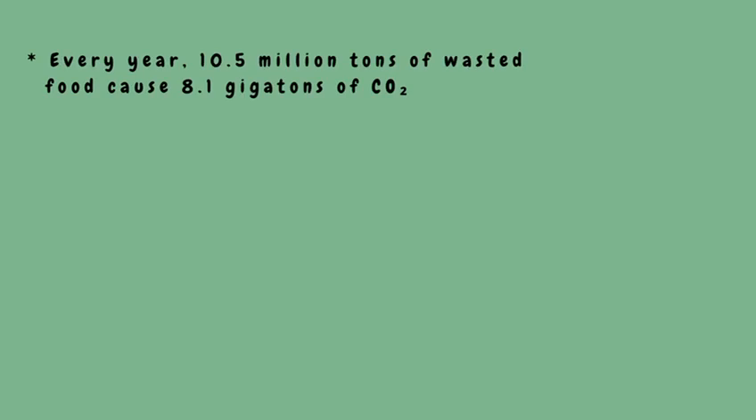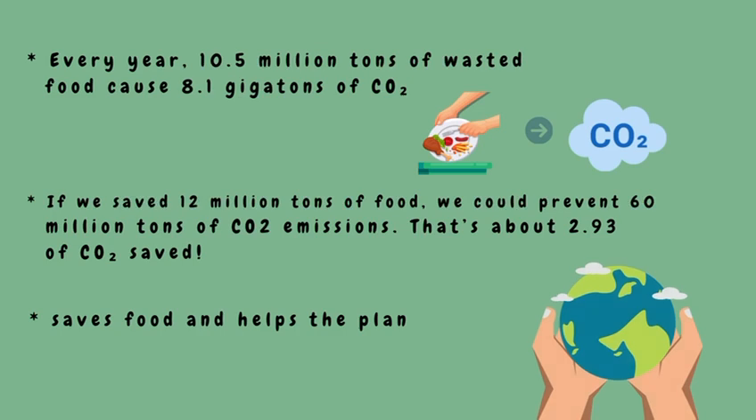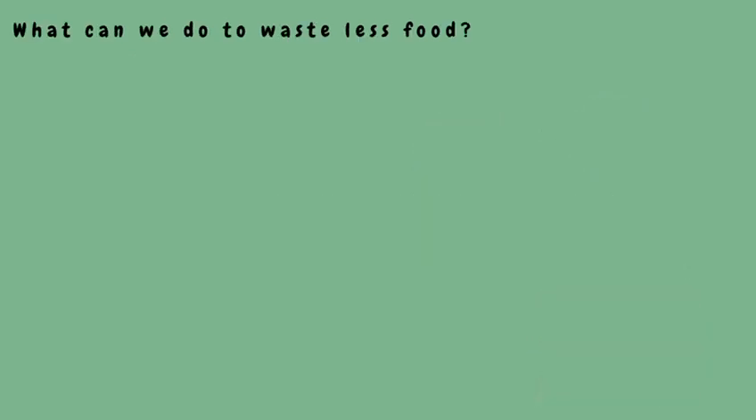Let's look at some numbers. Every year, 10.5 million tons of wasted food cause 8.1 gigatons of CO2. If we saved 12 million tons of food, we could prevent 60 million tons of CO2 emissions. That's about 2.93 gigatons of CO2 saved. This shows that stopping food waste doesn't just save food. It also helps the planet. Every little bit counts, so what can we do to waste less food?